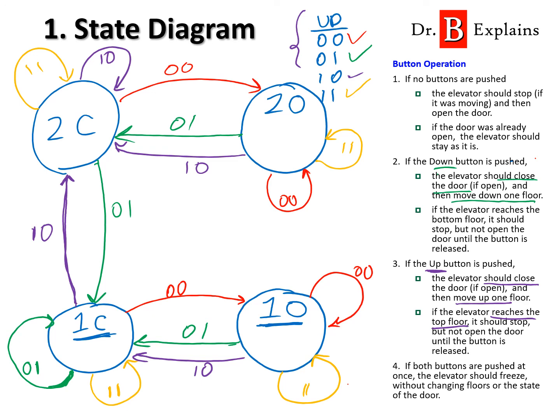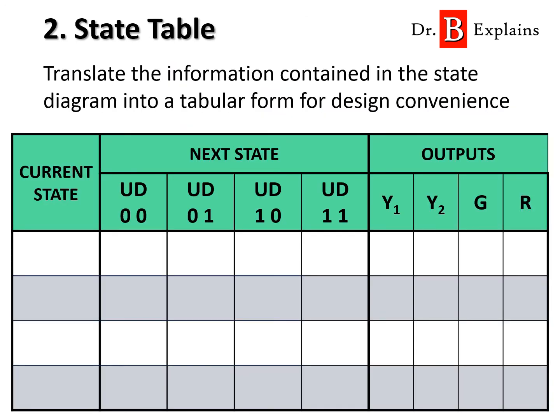What is next? We're gonna look at the state table. So the state table is just another way of visualizing the behavior of the machine. And in this case, we said we have a one open, one close, two open, and two close, right?